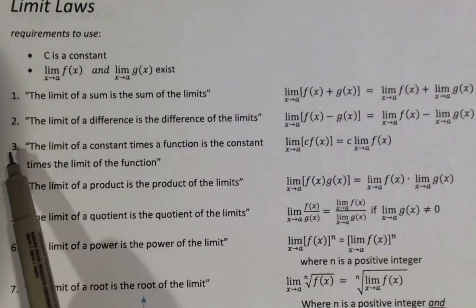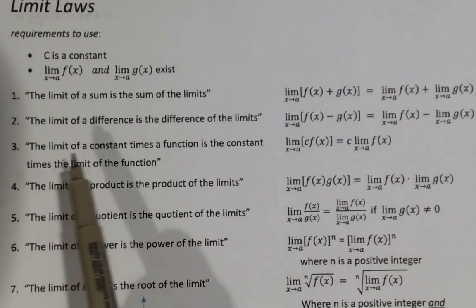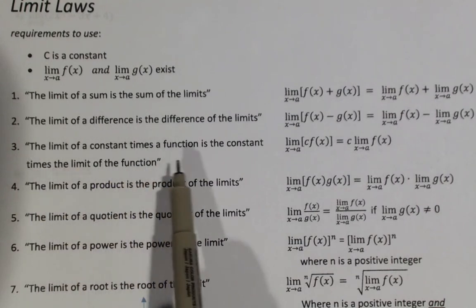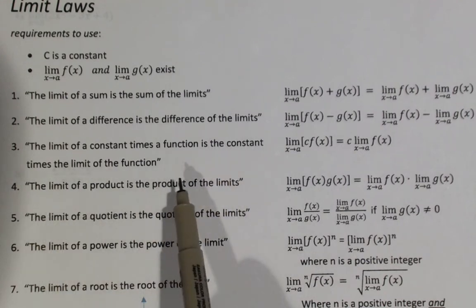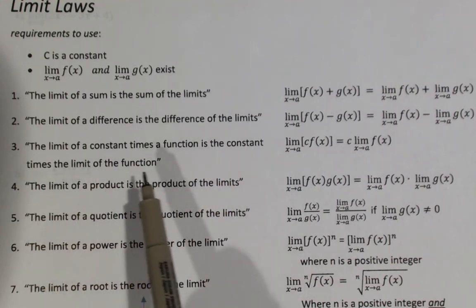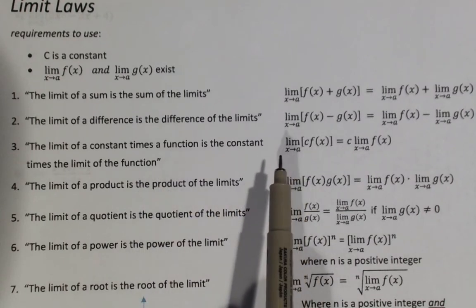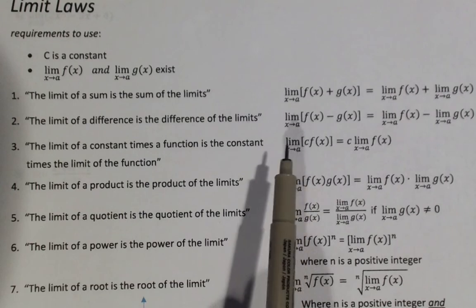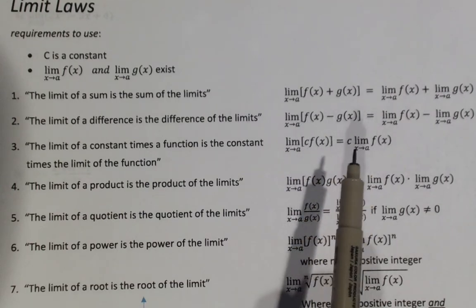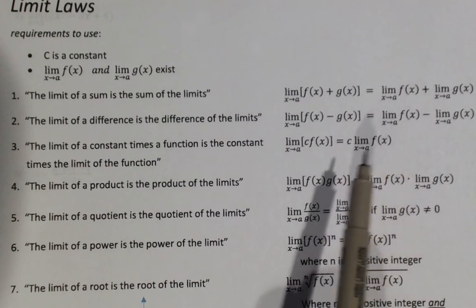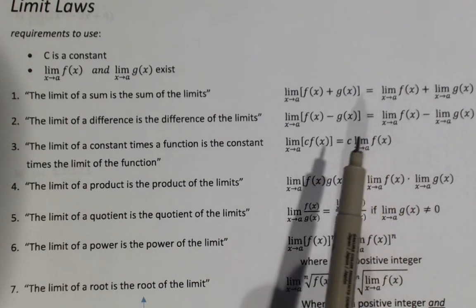For the third one, it says the limit of a constant times a function is the constant times the limit of the function. So what that's saying is if I'm asking you for the limit as x approaches a of c of f of x, I could pull that c out front and then find the limit as x approaches a of f of x. So you take c times whatever value that comes out to.